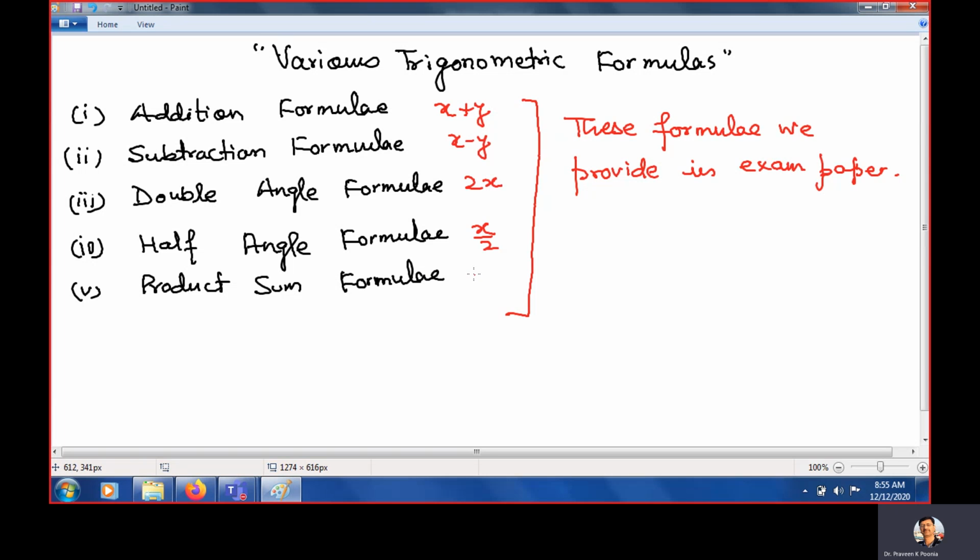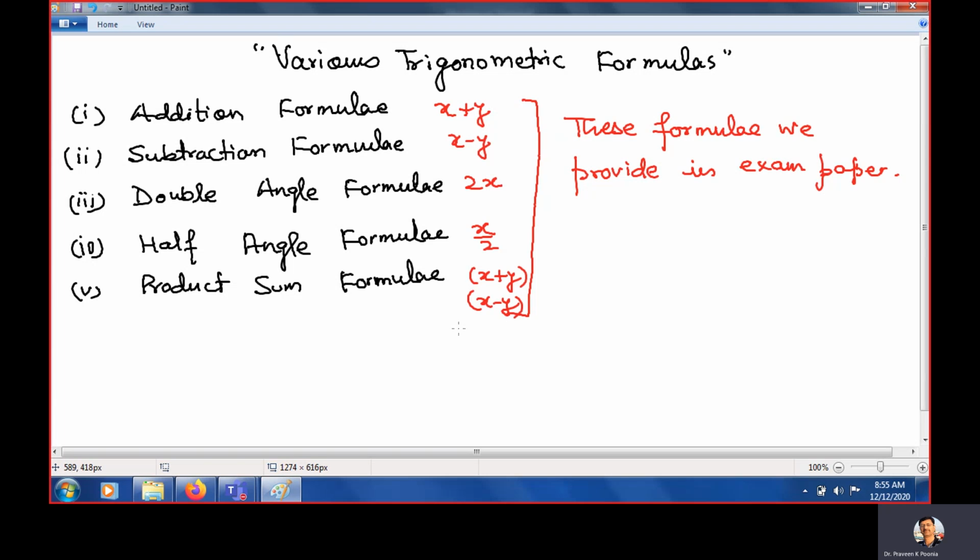And product sum means it may be x y plus or something like that. It means it is given in the form of x plus y and x minus y. It is a different type. No problem.